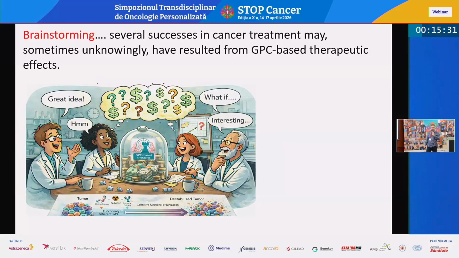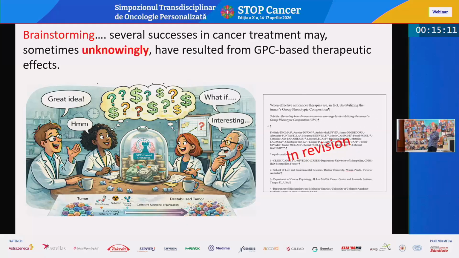So while we were waiting for the money to come, we decided with the different participants to the project to conduct a brainstorming to move forward on GPC-based therapy. And by revisiting the literature, we arrived at the conclusion that several successes in cancer treatment may sometimes unknowingly have resulted from GPC-based therapeutic effect. And this is what I'm going to present now. And this also corresponds to a paper that is currently in revision in a Nature Partner journal entitled Precision Oncology.